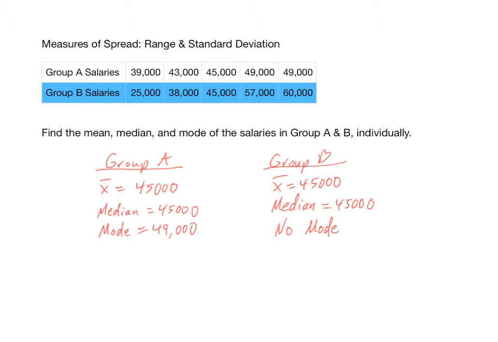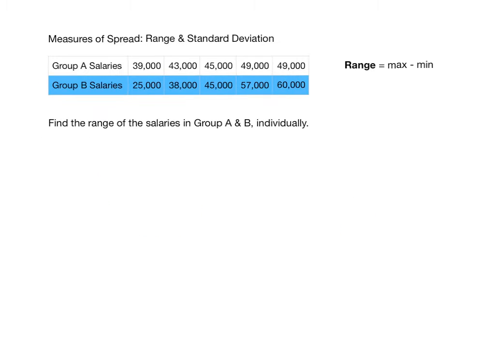Again, measures of spread will tell you how spread out the data is, and the two that we focus on in this class are range and standard deviation. First, we'll start with the measure of spread known as the range. It's a very simple computation. The range of a set of data is simply the difference between the max data value and the minimum data value. So for Group A, we've got a maximum data value of 49,000 and a minimum data value of 39,000, leaving us with a range of 10,000.